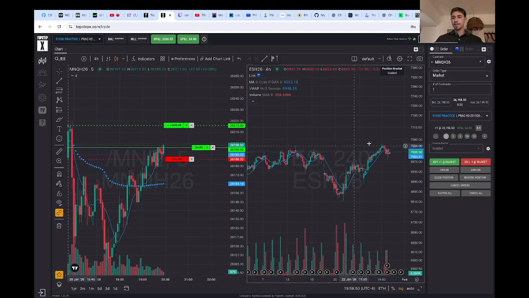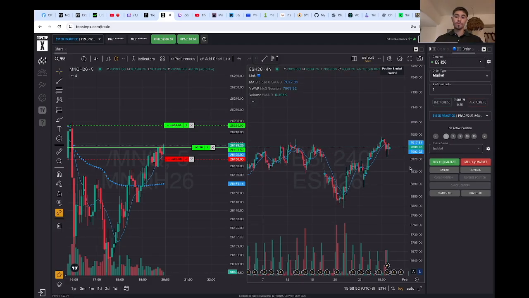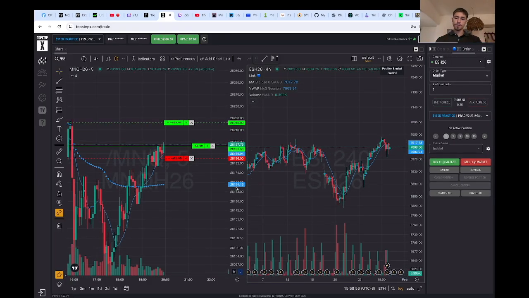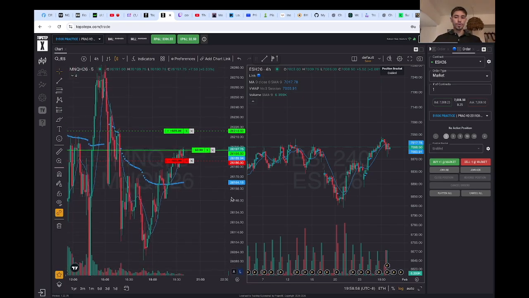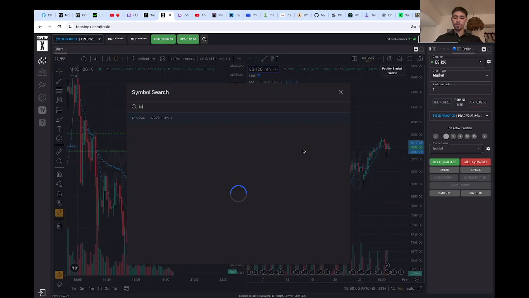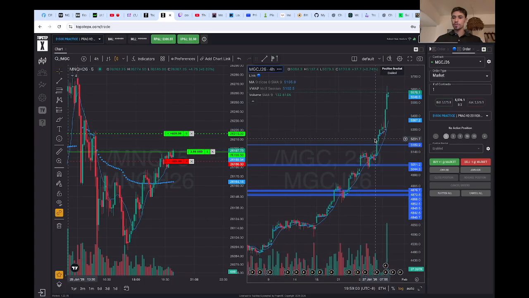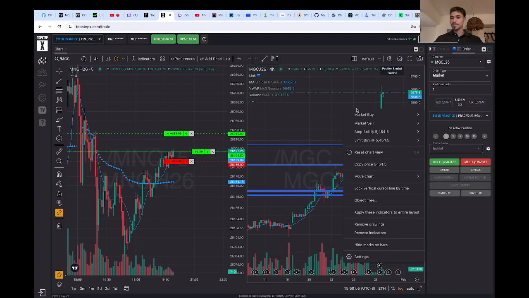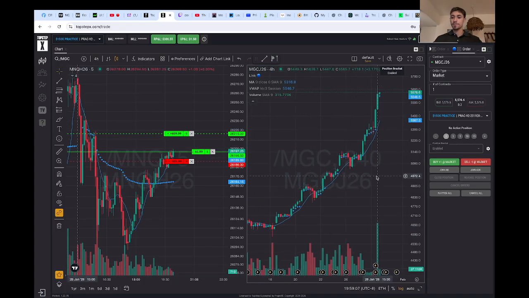Okay, you could take ES at the same time if you want. Probably recommend not being in two different symbols at the same time, to be honest. It's kind of like all over the place. But you could if you want to. If you want to have gold over here, right, micro gold. And this chart is crazy right now. It's actually insane. 5,600 on gold. But yeah, that's how you get it.